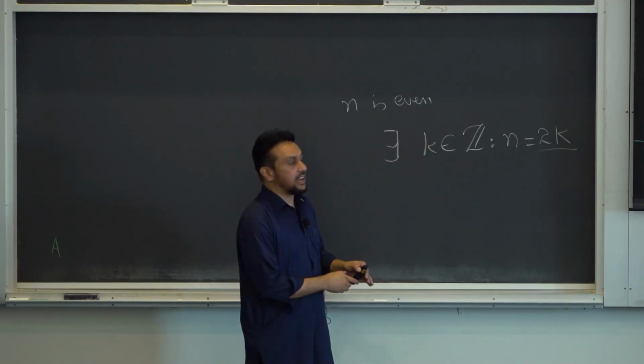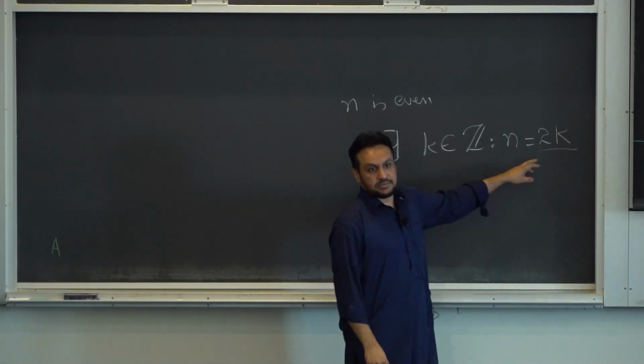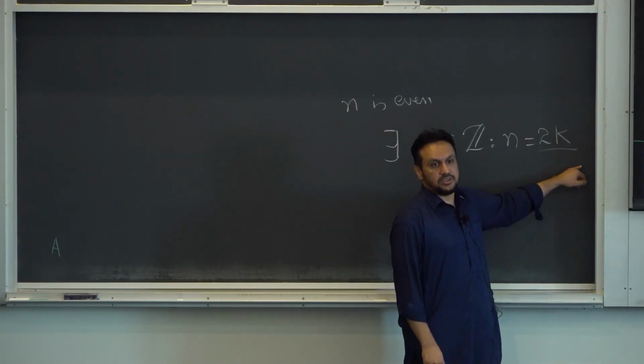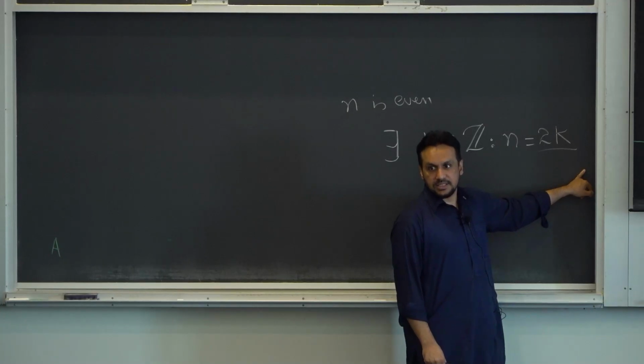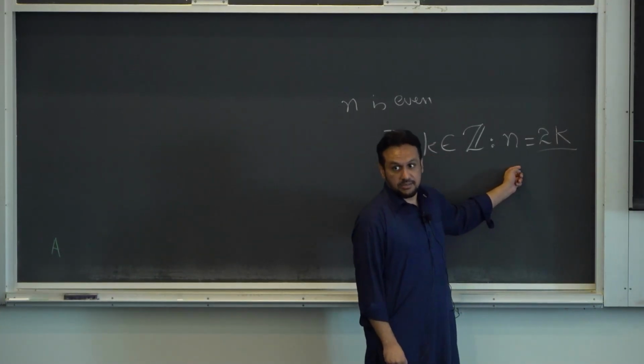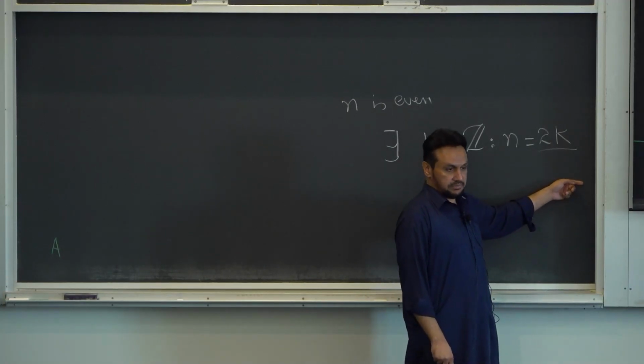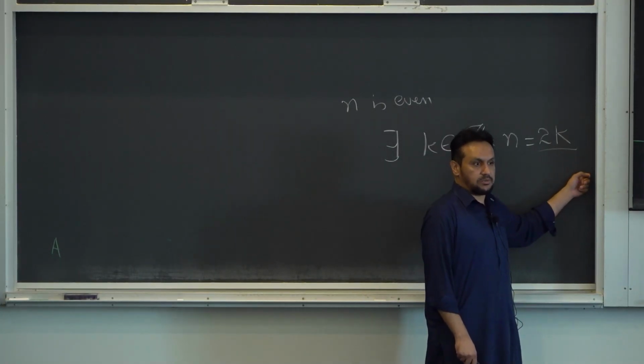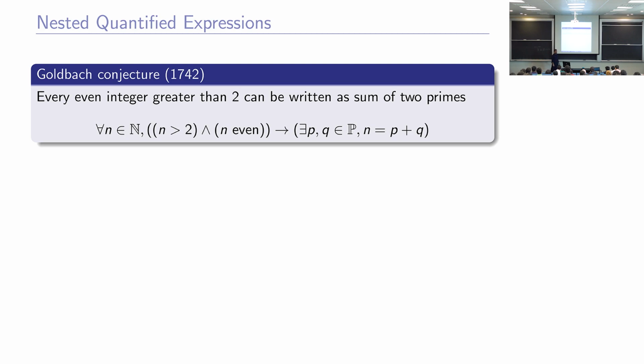This is one quantifier. There exists k such that n is equal to 2k. Is this clear? Yes? K has to be an integer, because if k is 1.5, then 3 is equal to 2 times 1.5, right? So we don't want 1.5. Okay, good question actually.